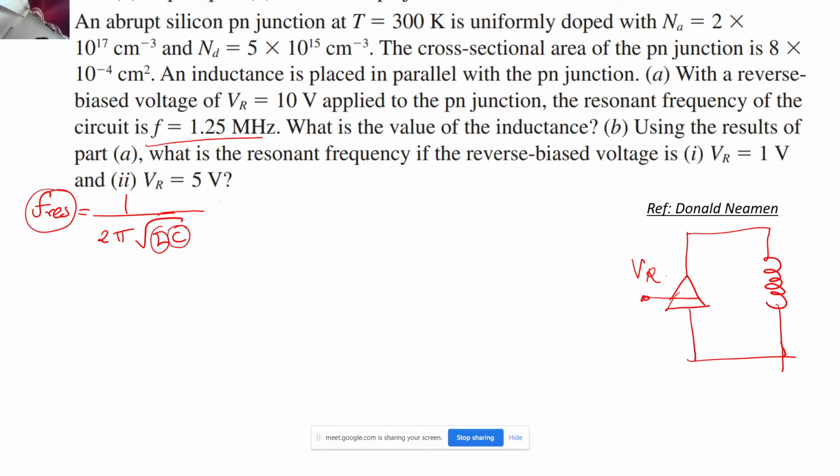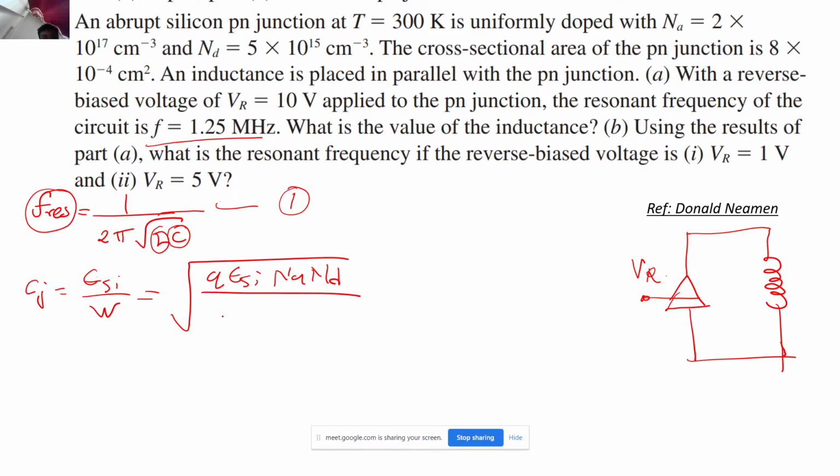So we have to find the value of C, and once we find this value of C, then we can put it in this formula, correct? So let's note down this equation number 1. What is the value of the junction capacitance that we have? It's epsilon SI by W, which is square root of Q times epsilon SI Na ND upon 2 times (Na plus ND) into VR, that is the bias that I am applying, the reverse bias.